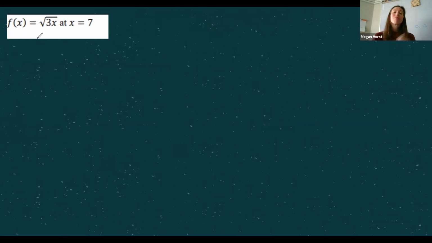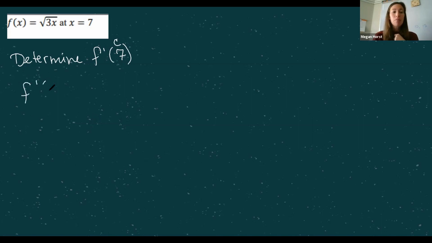All right, so our directions for this would be something like determine f prime of 7. So this is my c value. That 7 is my c value. So what I'm going to do is I'm going to set it up. I'm going to say f prime of 7. So again, this is my instantaneous rate of change when x equals 7.